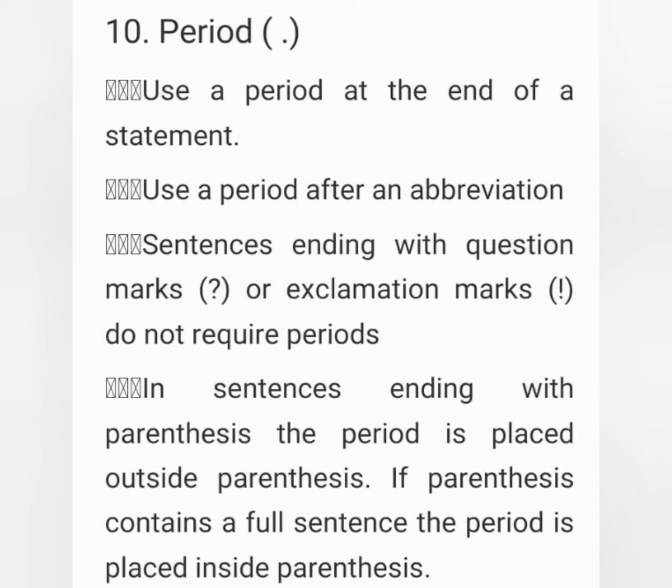The next one is the period. Use a period at the end of a statement and after an abbreviation. Sentences ending with question marks or exclamation marks do not require a period. In sentences ending with a parenthesis, the period is placed outside the parenthesis, and if a parenthesis contains a full sentence, the period is placed inside the parenthesis. So a period is a full stop.